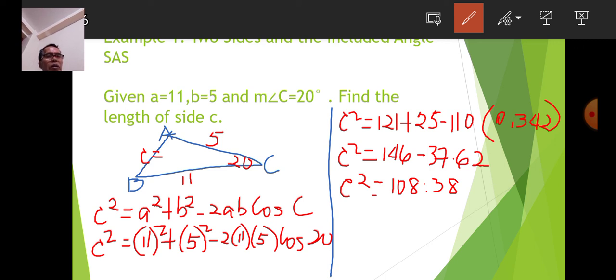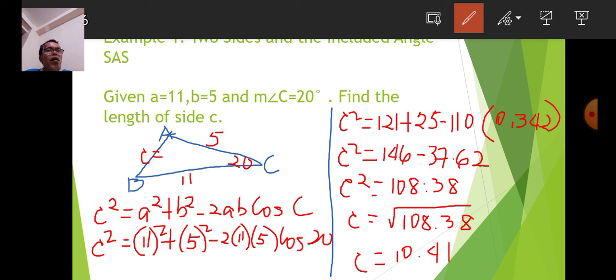Extract the square root, so that is C is equal to the square root of 108.38. Therefore, C is equal to 10.41. Since the given two sides are in whole numbers, we are going to round our answer to whole numbers. So 10.41 becomes 10. So our C is 10.